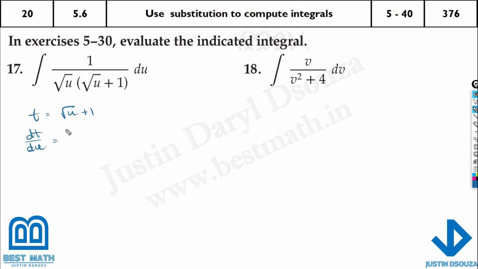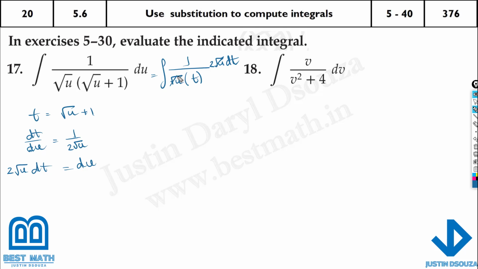Now let me do dt by du. Over here, the derivative will be 1 by 2 root x. I'm not going to solve in detail. I know the derivative of square root x is 1 by 2 root x. But here, since we have u, it's going to be 1 by 2 square root u. Plus 1 will be 0. What do we need here? We need du. Take it to the other side. So dt is equal to du by 2 square root u. Now let's substitute back in the question. It's going to be 1 divided by square root u. What is square root u plus 1? Whatever is inside the bracket is considered to be t. And du is 2 square root u dt.